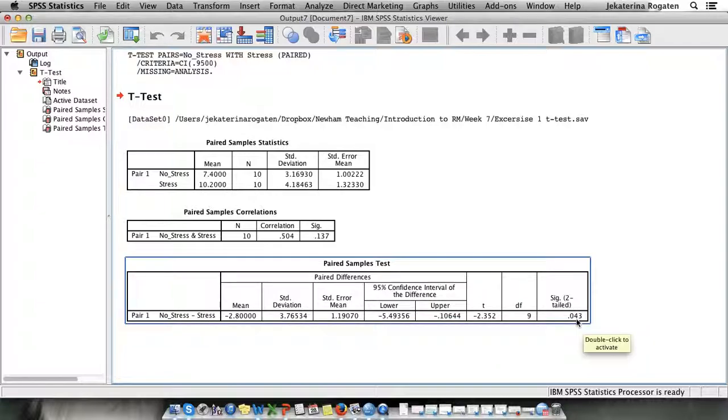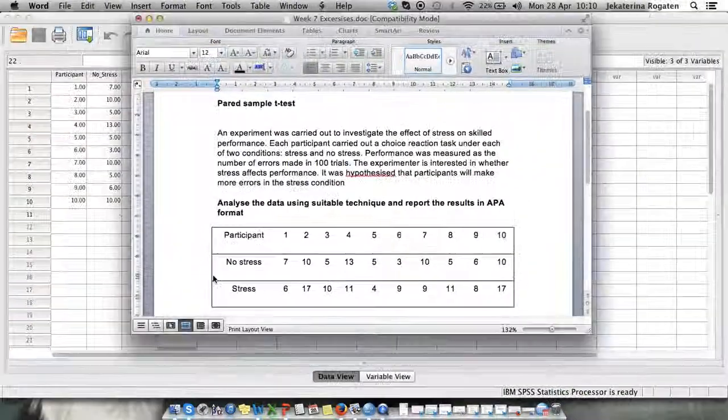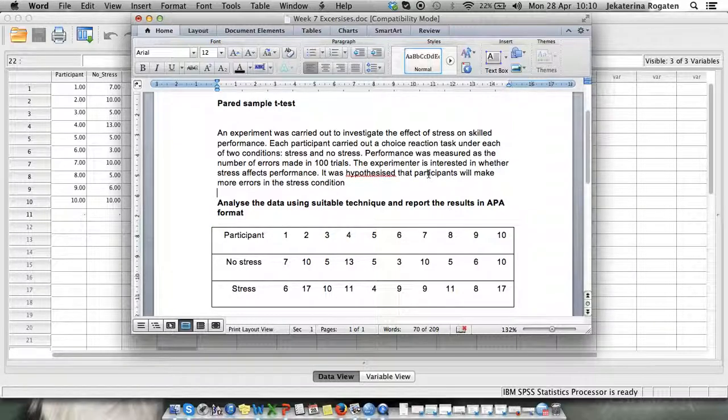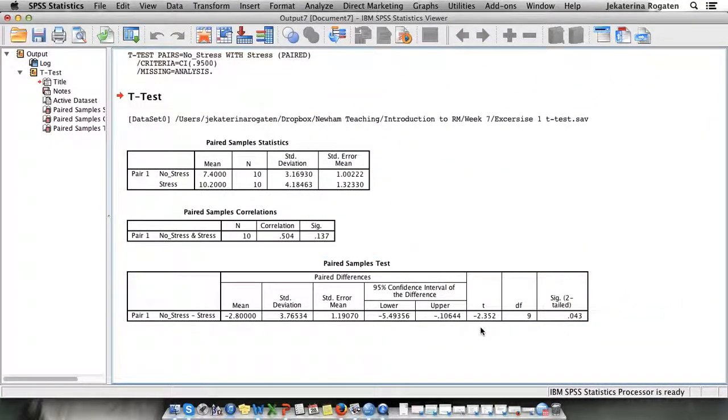And here we see that our significance level for the two-tailed test is 0.043, which is significant. However, you need to remember that our hypothesis was directional. In our hypothesis, we predicted that participants will make more errors in the stress condition. So we cannot report the significance for the two-tailed test for our exercise.